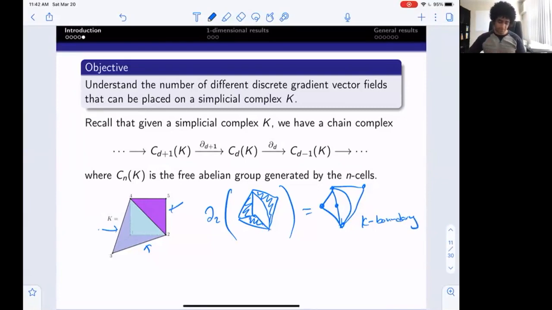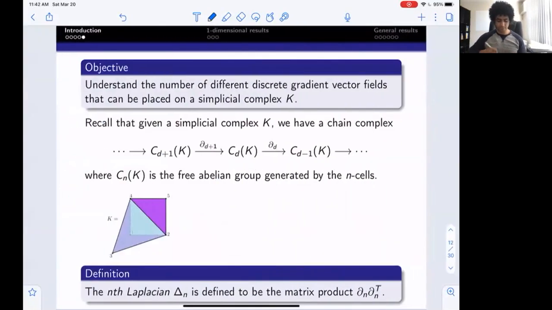We can interpret these boundary maps as essentially linear maps or matrices. And the nth Laplacian is defined to be the matrix product of partial n times partial n transpose. In the one-dimensional case, it's usually explicitly called the graph Laplacian. And what we're going to find is a connection to the characteristic polynomial of the graph and, in general, of the Laplacian.